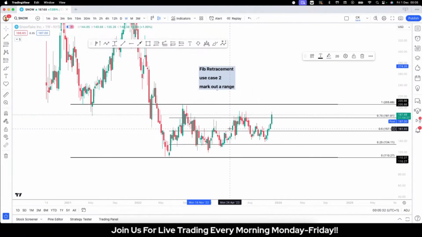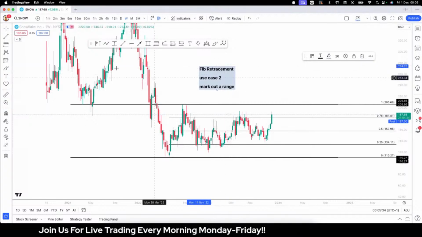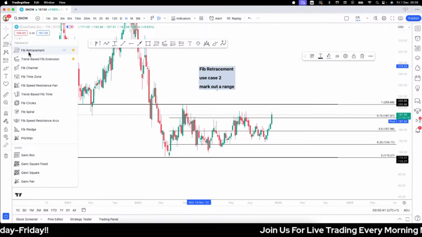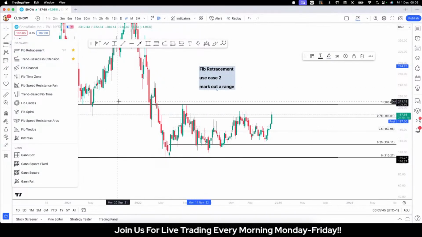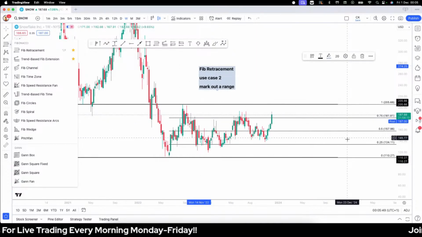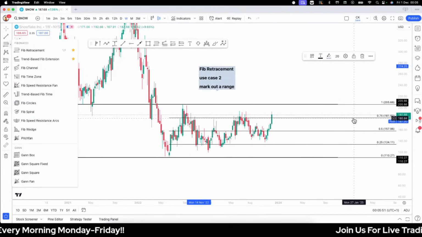So that would be the second use case of Fibonacci retracement. The retracement tool: one, to project up and downside targets with a logarithmic chart and logarithmic-based Fibs; and use case two, to mark out a range, non-logarithmic chart, non-logarithmic Fibs, and you're using the 0.5, 0.25, and 0.75, right?